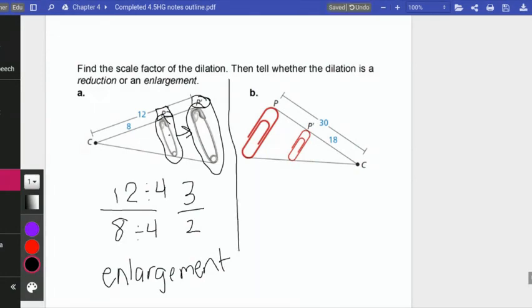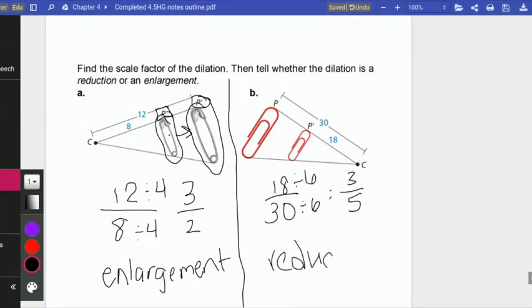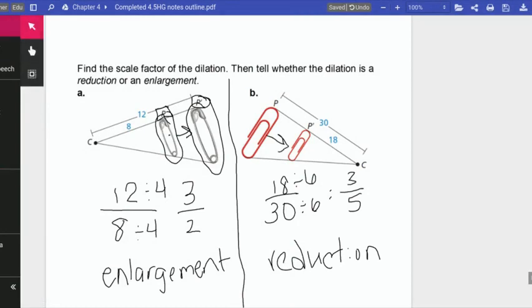Okay, now I want you to pause the video and find the scale factor of the second one and tell me whether it's a reduction or an enlargement. So on this one, I need to put the 18 on the top because that goes to the image and the 30 goes with the pre-image. So I'm going to divide these both by 6 and I'm going to end up with 3/5. So this is less than 1. So this is a reduction, which you can also tell because the paper clips are getting smaller as you go from the pre-image to the image.